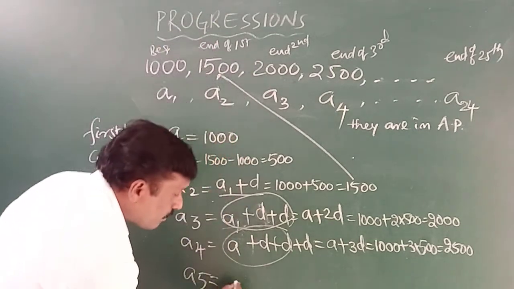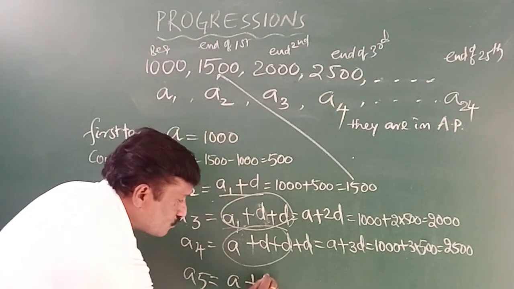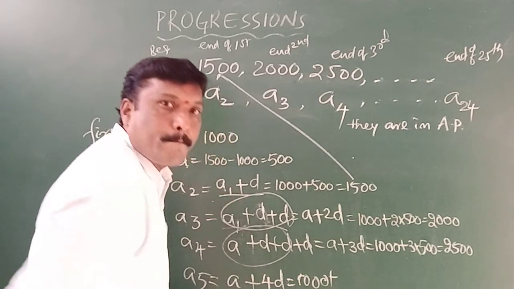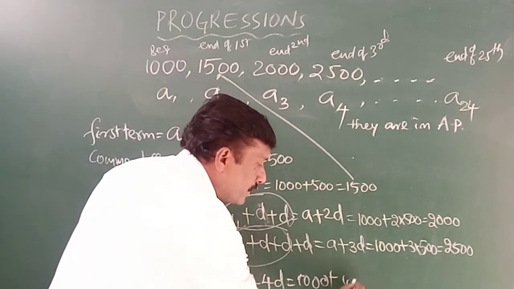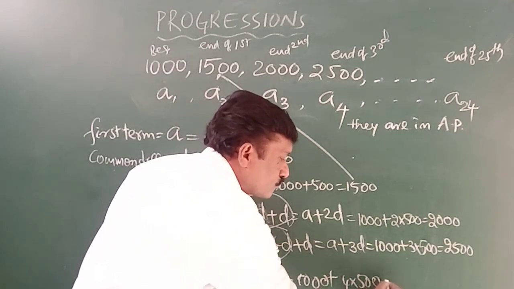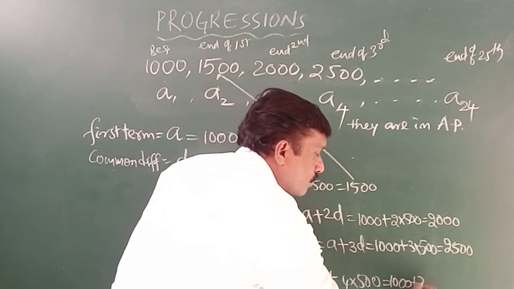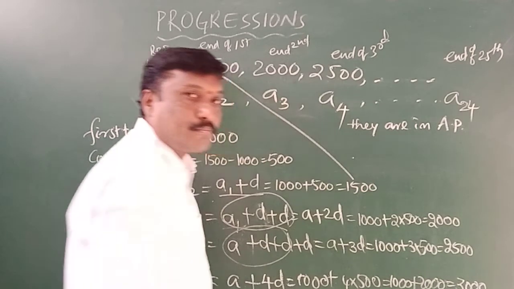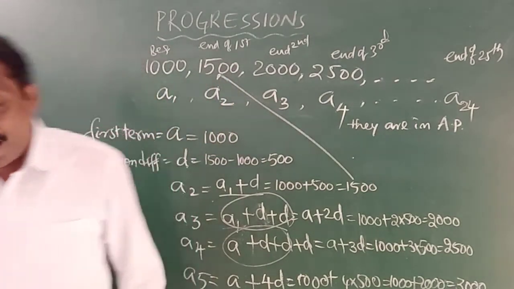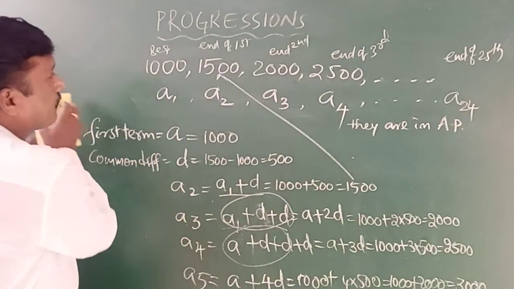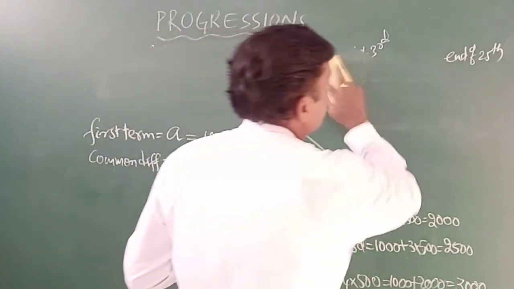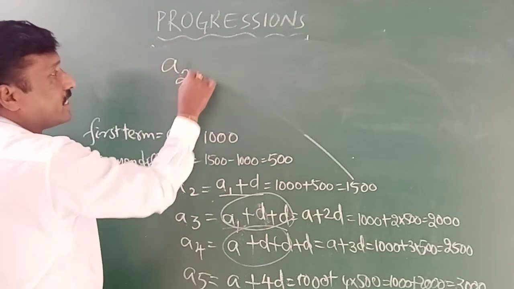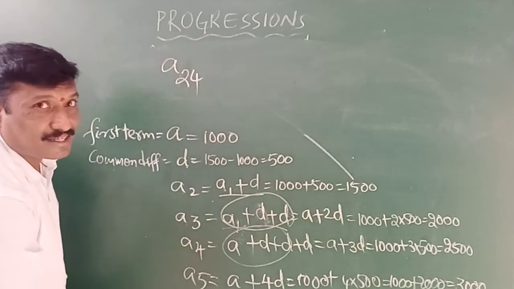Let us check. First term, here 5 means we have to take 4d. That is 1000 plus 4 into 500. So this is equal to 1000 plus 2000. You got the 3000. Understand? Now I hope you will say, what will be the 24th term? 24th term. Can you say? Can you guess? You can observe the pattern.